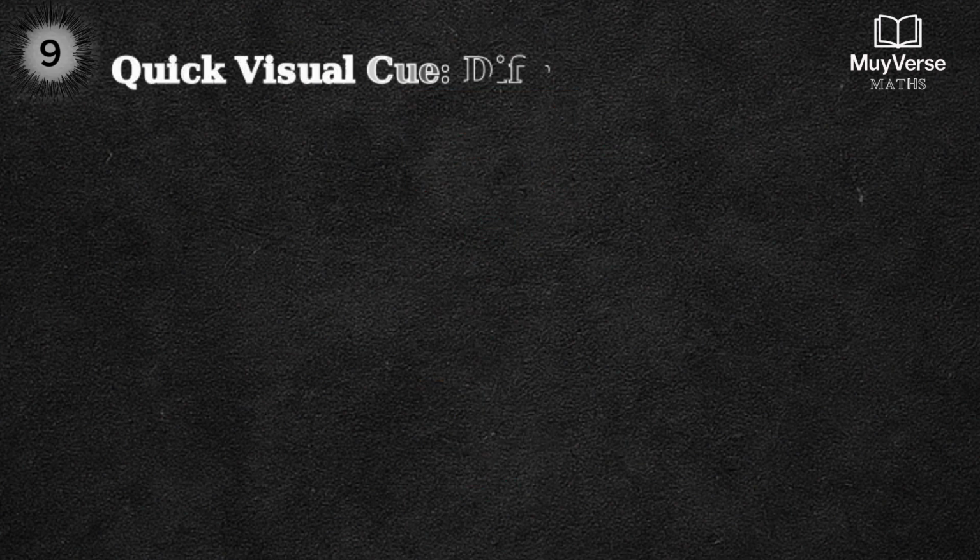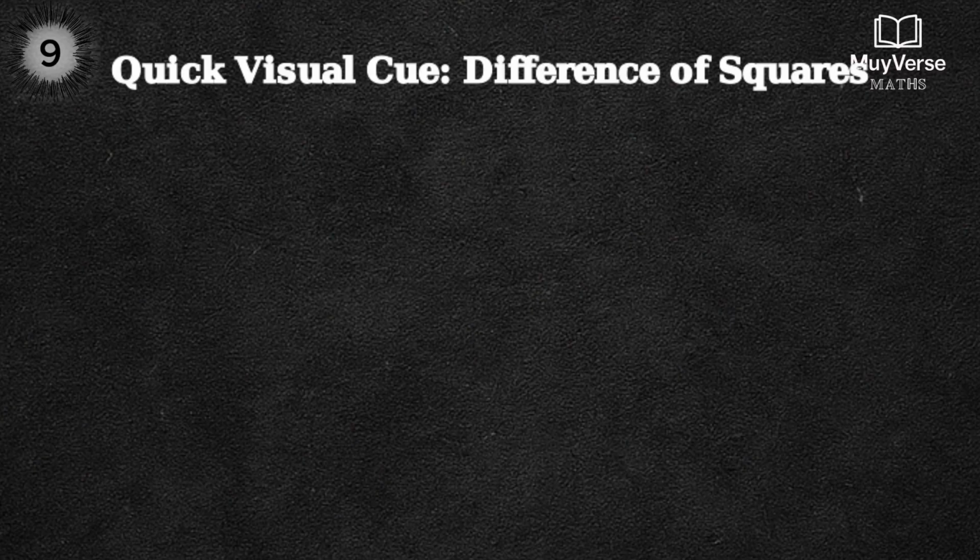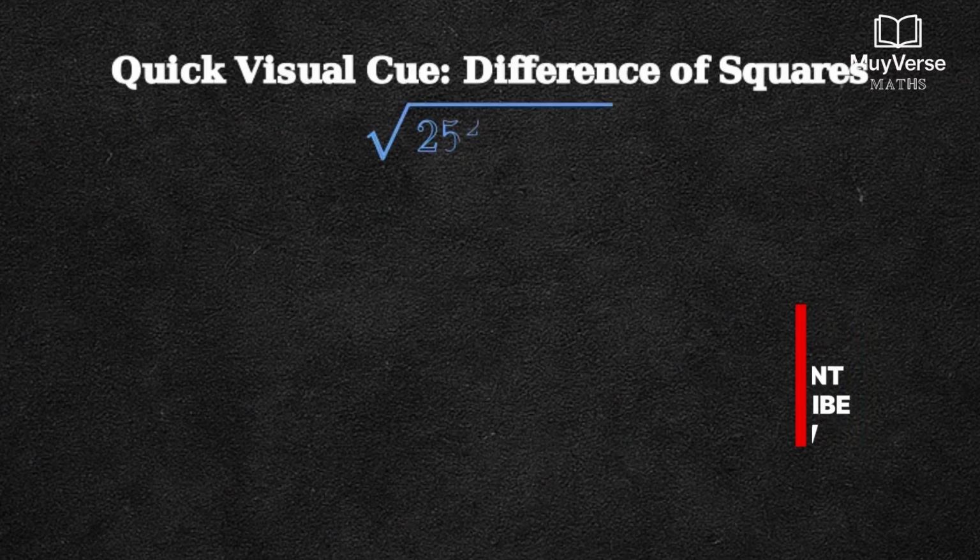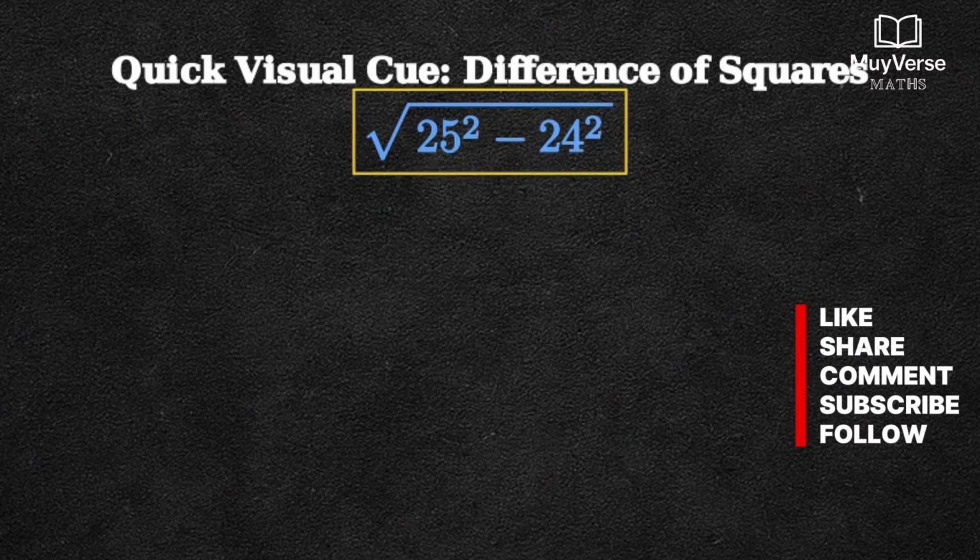We will solve the square root of 25 squared minus 24 squared using the difference of squares pattern, step by step, without skipping any step. Step 1. Write the original expression. Step 2. Recognize the identity. A squared minus b squared equals the product of a minus b and a plus b. Here, a equals 25 and b equals 24.